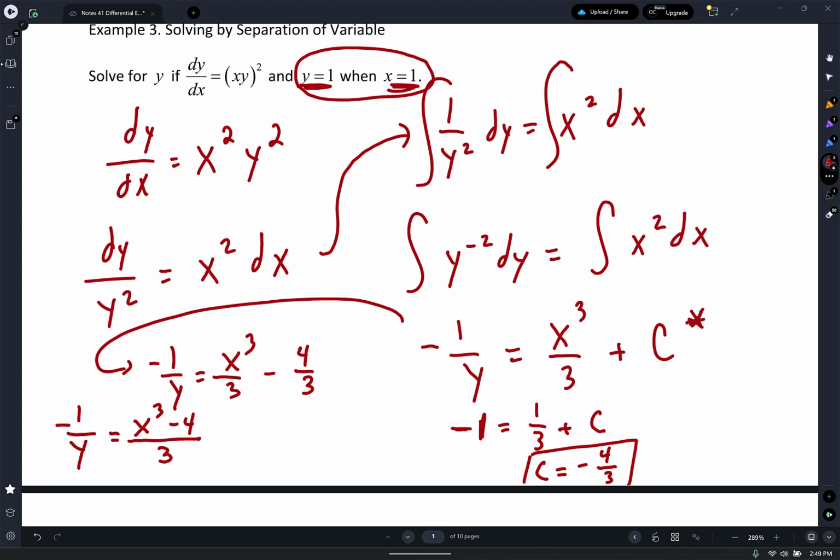I notice I have a negative 1 in the top over y. Look, I have a ratio on the left and a ratio on the right, and there's an equal sign in the middle. So can I flip everything? Yeah, they're still equivalent. y over negative 1 equals 3 over x cubed minus 4. Can I do that? Why would you do that? It's because I'm trying to solve for y. You know what I mean?